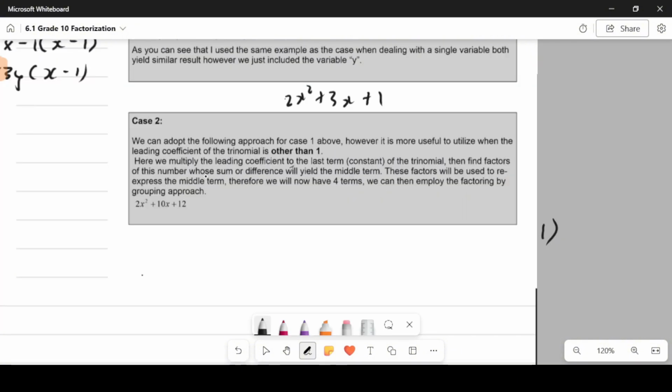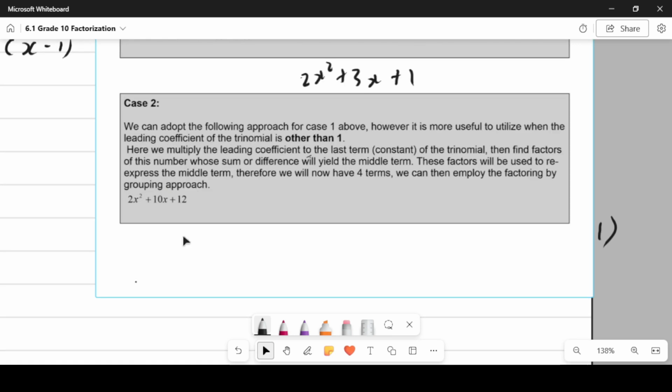Here, we multiply the leading coefficient to the last term, which is the constant of the trinomial, and then find factors of this number whose sum or difference will yield the middle term. Right? So, let's do that. If we zoom in here, we can see that we have to multiply the leading coefficient by the last term, which is a constant, right? Be very careful. Make sure that you write your trinomials in this form so that everything that I'm saying will make sense and will work.